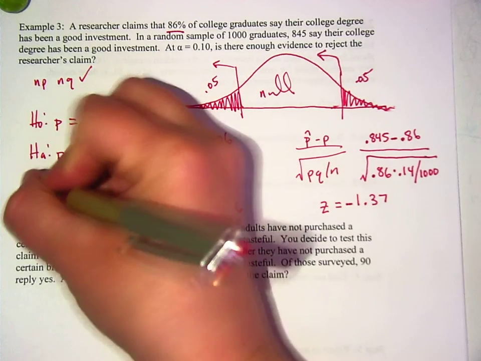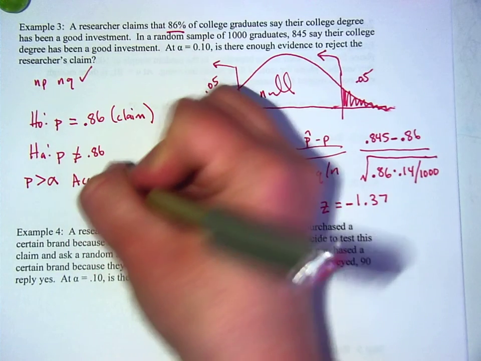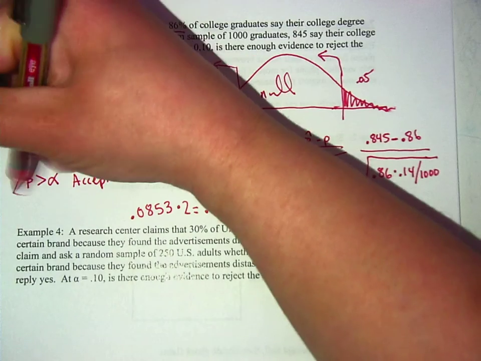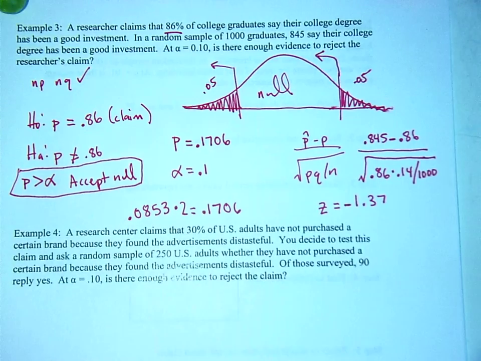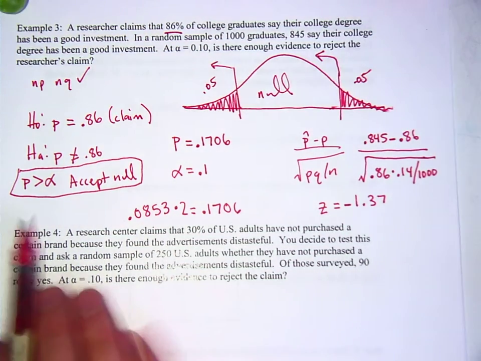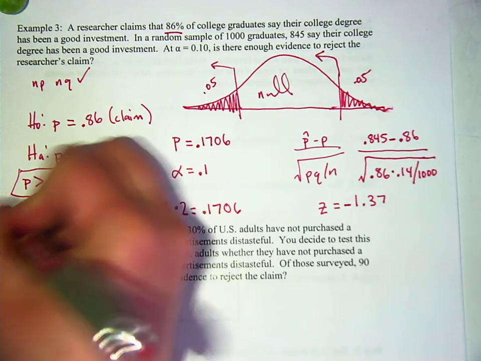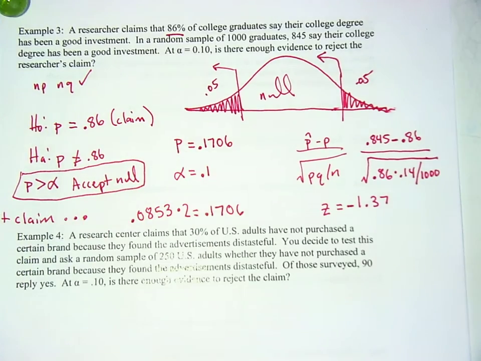So if p is greater than alpha, you accept the null. That's always true. If p is greater than alpha, accept the null. That's probably an important thing to write. If p is less than alpha, you reject the null. Your p-value, that is. Okay, so in this case, I'm also going to accept the claim. I'm not going to make you write the sentence this time, yada, yada, yada.